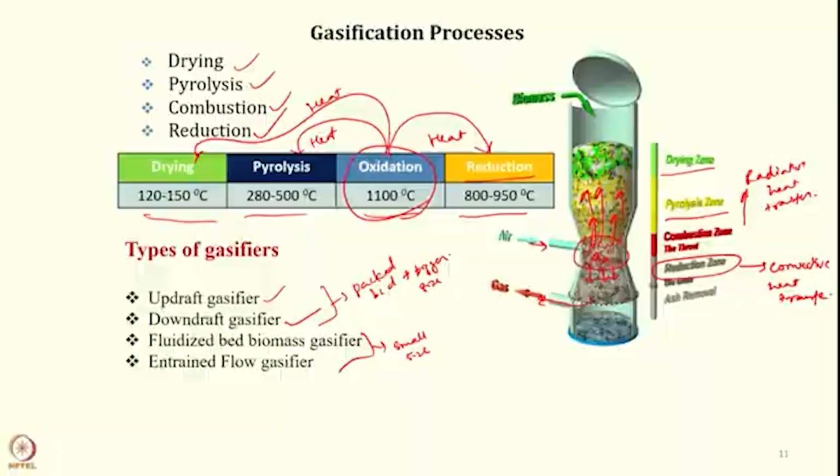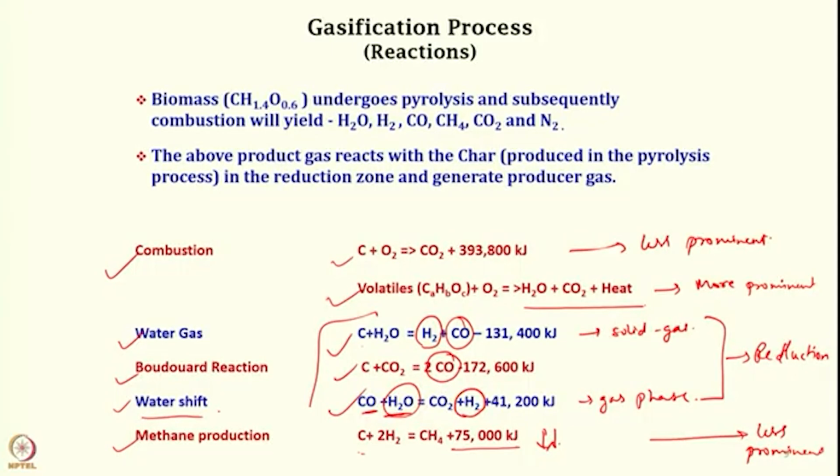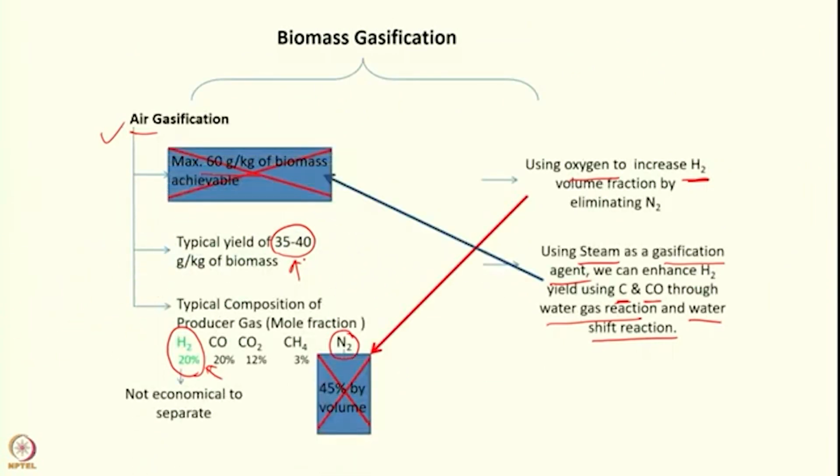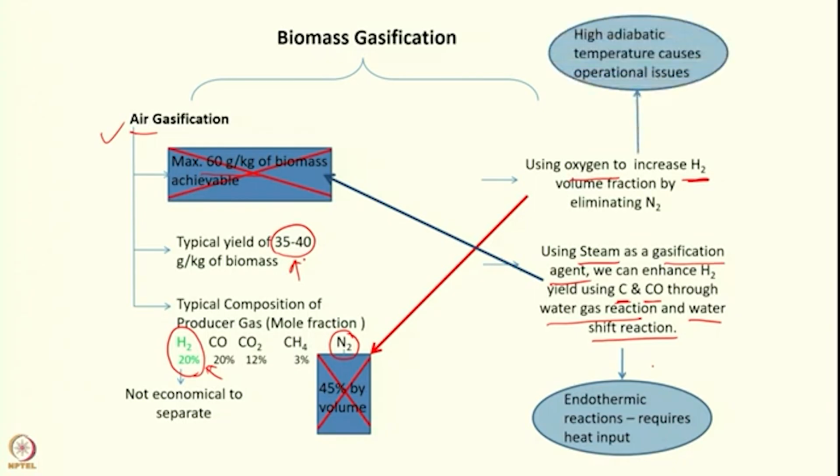these two reactions: the water gas reaction, carbon plus H2O, and the water gas shift reaction, carbon monoxide plus H2O giving carbon dioxide plus hydrogen. This gives us an excess amount of hydrogen, and here we can get more than 100 grams of hydrogen. But this is a highly endothermic reaction, and the high adiabatic temperature causes operational issues.